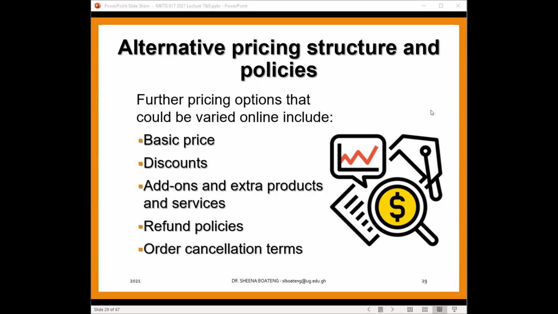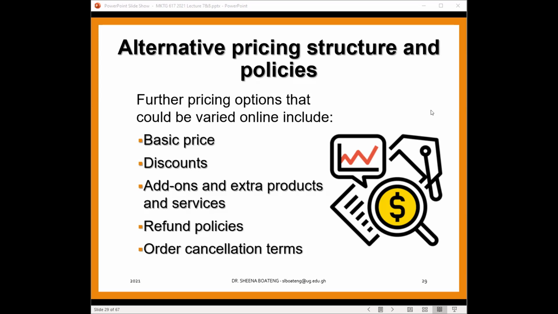There are discounts for every occasion. All of these are pricing structures that are offered online. We can also talk about add-ons and extra products and services, which we experienced earlier in our example on Amazon, where we were looking at male skincare products, and they gave us certain add-ons, which we could purchase all together at a discounted price, right? And these add-ons were extra products that were being added onto the original product that we went in search of to purchase in the first place.